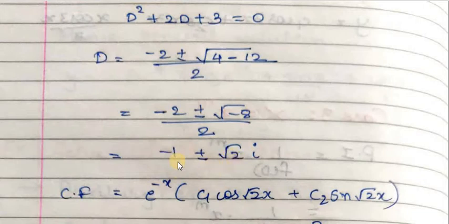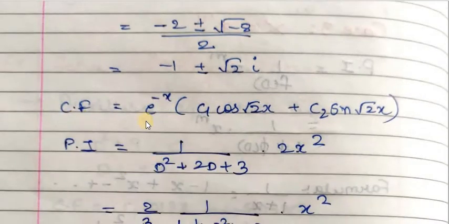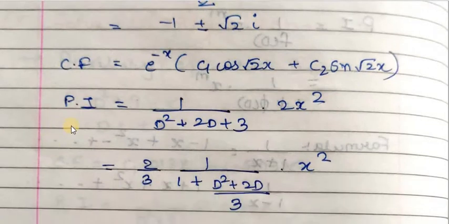In that case, CF will have the first function e raised to minus 1x into cosine of root 2x, and the next function e raised to minus 1x into sine of root 2x. Writing it in linear combination form, you multiply the first function by c1 and the second by c2, add the results, and take e raised to minus 1x common. So CF will be e raised to minus x into (c1 cos root 2x plus c2 sin root 2x). Now we will find PI.